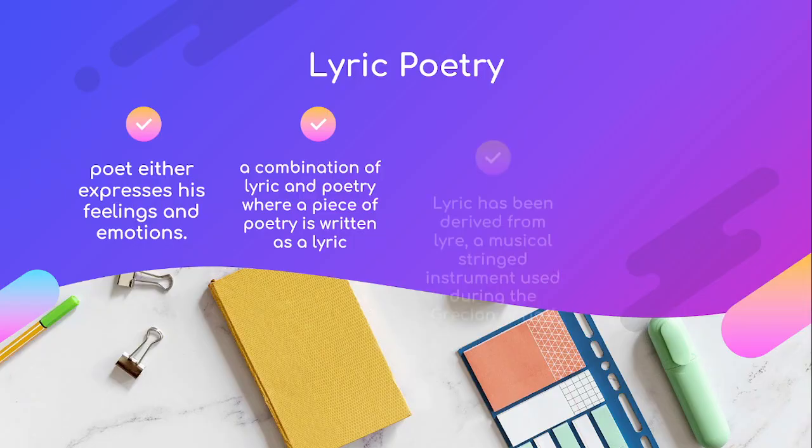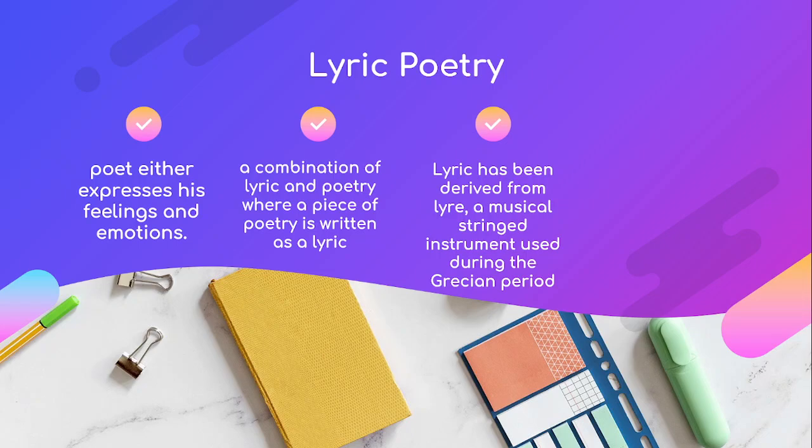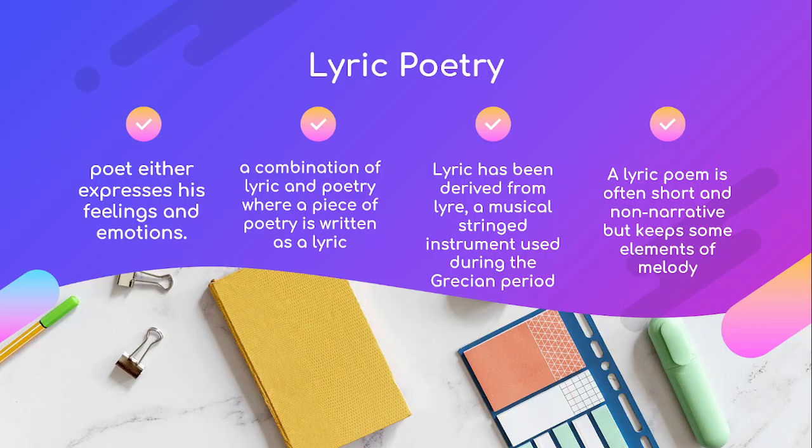Lyric has been derived from lyre, a musical stringed instrument used during the Grecian period to accompany the poetry sung during different festivities. Aristotle used the word lyric or lyrical with reference to poetry to categorize it into three distinct types. A lyric poem is often short and non-narrative, but keeps some elements of melody. Although odes and elegies are other categories, they too are placed under lyric poetry.